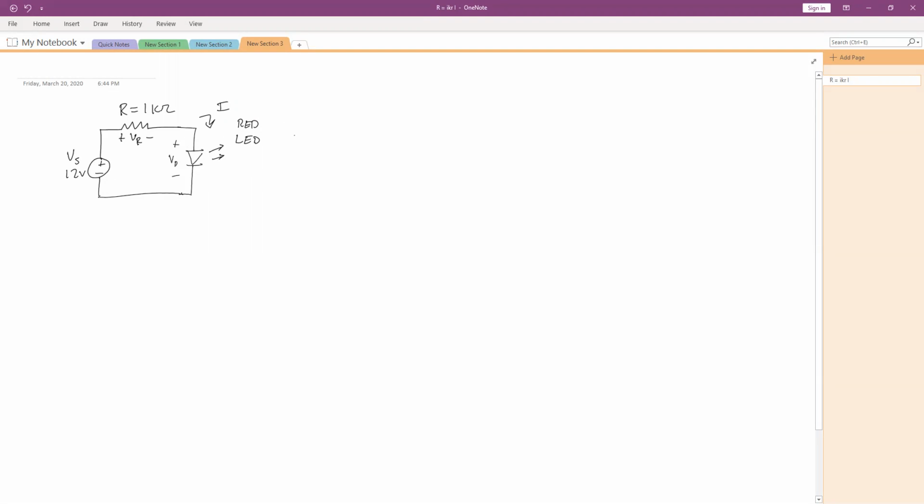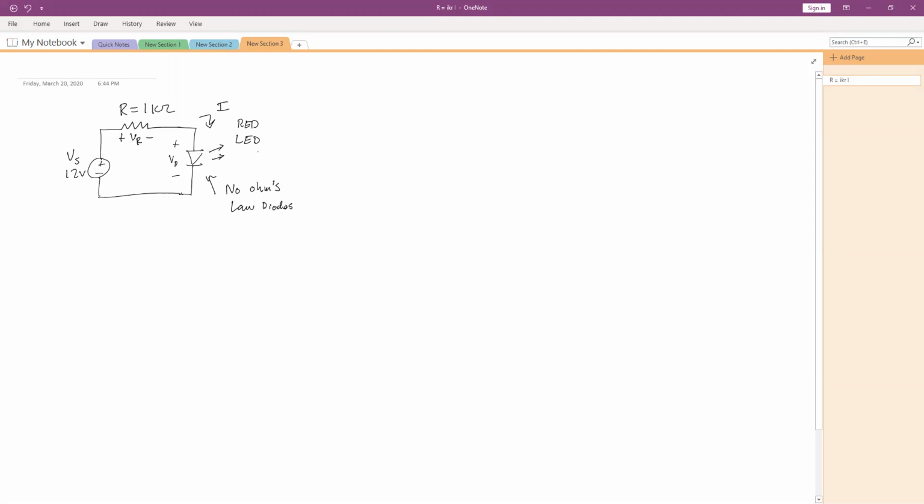Okay, so how we find that, we can't find it using Ohm's law, because we can't use Ohm's law with things that aren't resistors. So no Ohm's law with diodes. They are not linear components. They don't respond the same way, so we can't actually use Ohm's law directly.